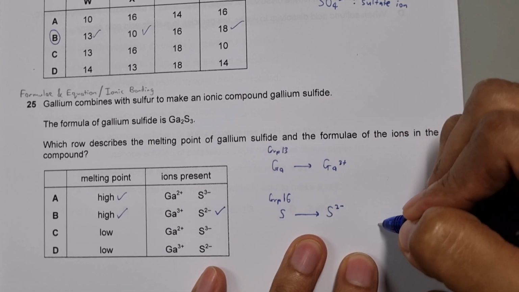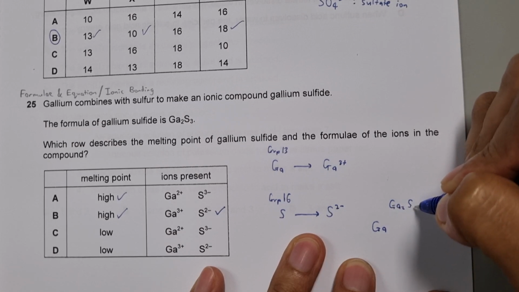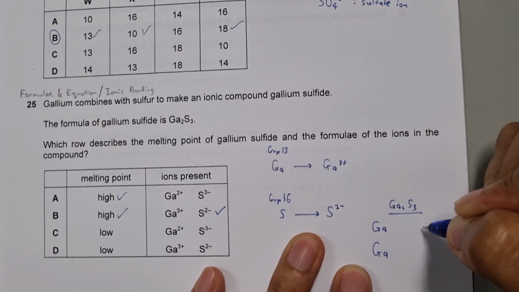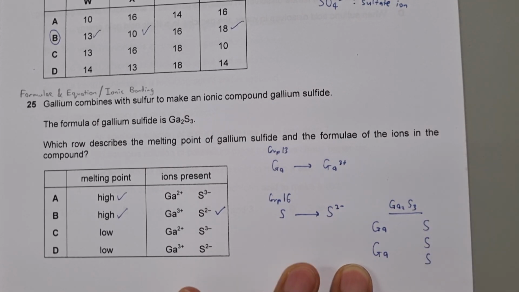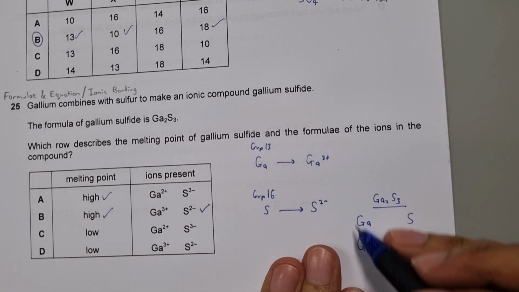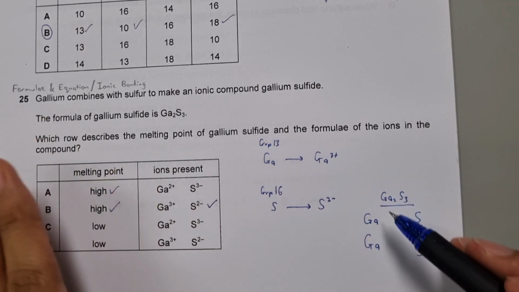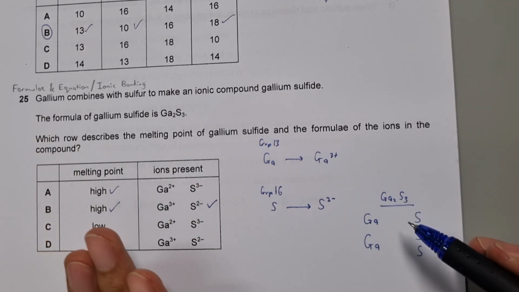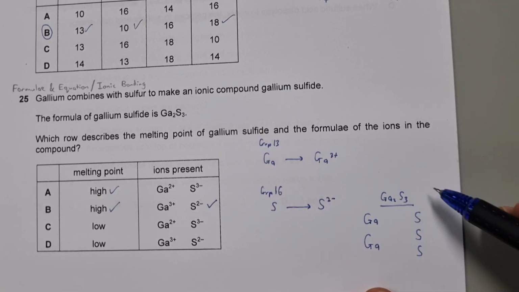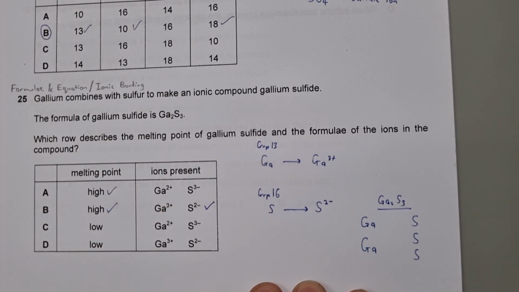So I have Ga2S3. What does this mean? I have 2 Ga and 3 sulfur ions. The charges of all the positive ions and all the negative ions must balance. Whatever electrons are lost from the metal ions should be taken in by the atoms of the non-metals. So it must be balanced.